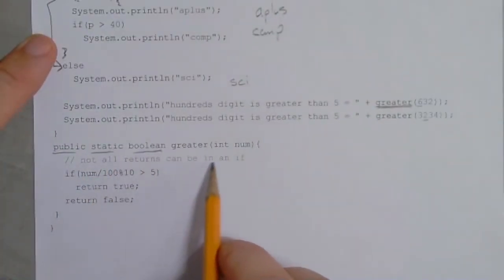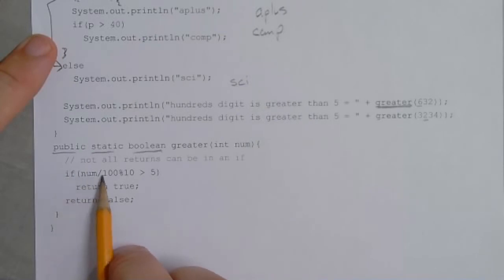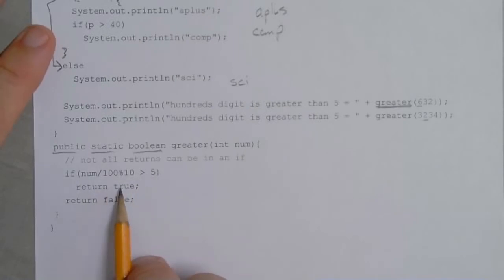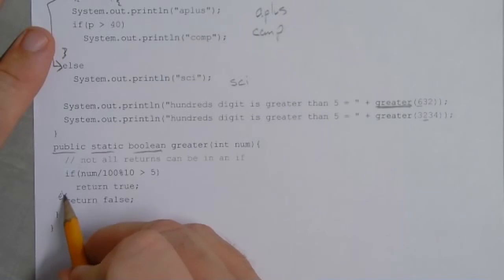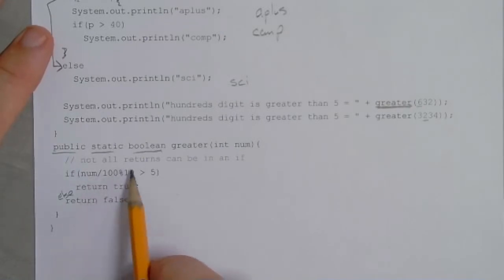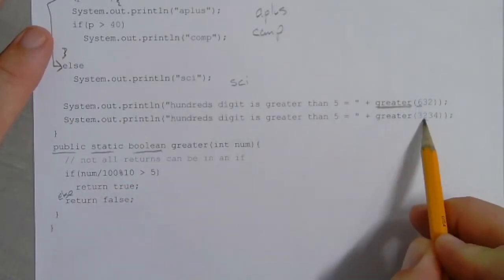Not all returns can be in an if. If num divided by 100 mod 10, that'll give you the hundreds digit, and then we're seeing if that is greater than 5. Return true if it's greater than 5, and we could have an else here, and that'll still work. We just can't say if this is greater than 5, if this is less than or equal to 5. You can't put all the returns in an if statement. So this will return true, and then it'll return false.